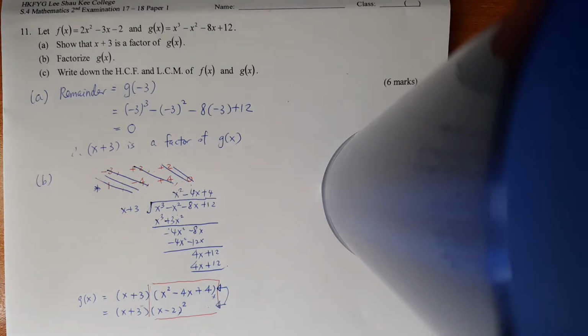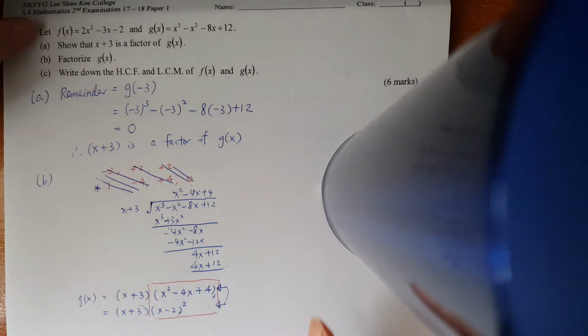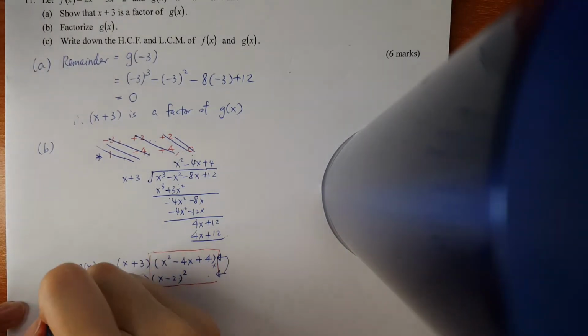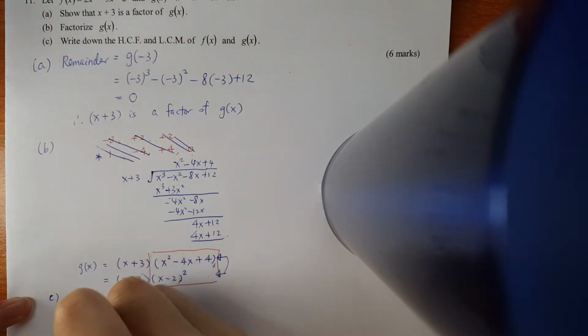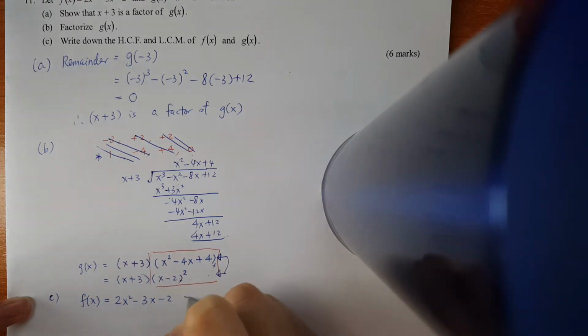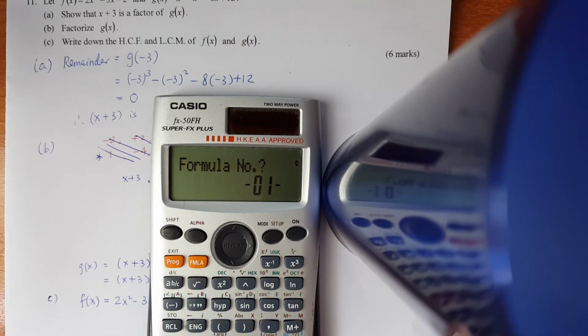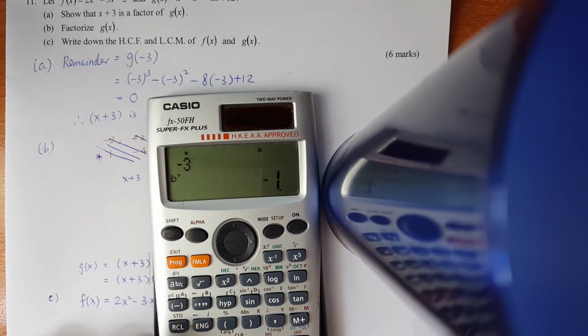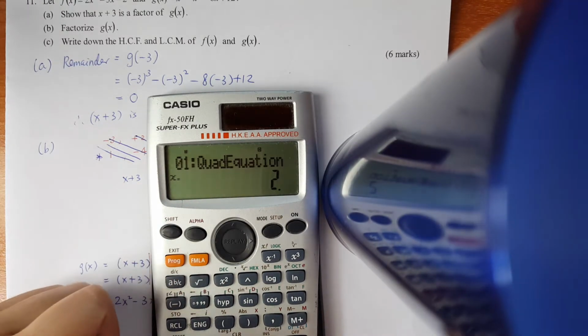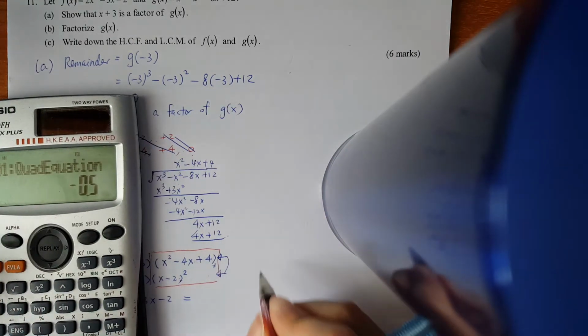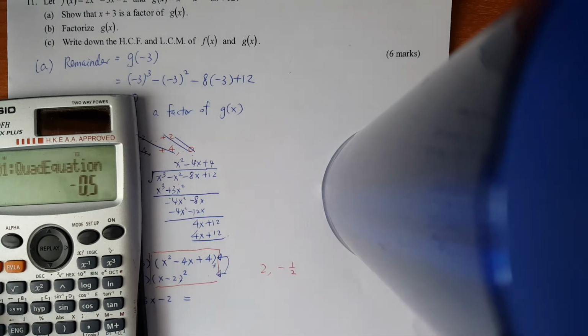And then finally, part C, you have to write down the HCF and LCM of f(x) and g(x). So usually I will copy the question once. So f(x) is equal to 2x squared minus 3x minus 2. So I use my calculator, formula 01, so 2, -3, -2, so I will get 2 and -1/2.